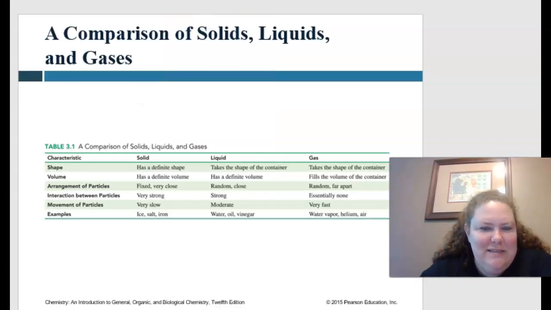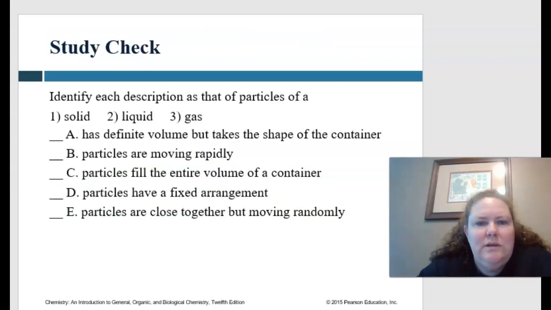So here is a fun table that is in your book, and this is a comparison of the solids, liquids, and gases, where, again, the characteristic, if it's solid, liquid, or gas, shape, volume, arrangement of particles, movement. It's very slow in the solid, like an ice cube. Liquid would be a moderate movement of water, where gas is very fast when it's looking at steam or any other gaseous element.